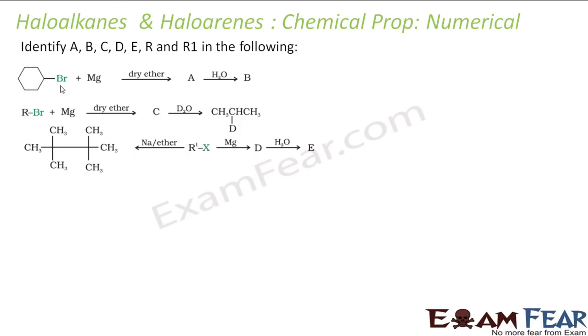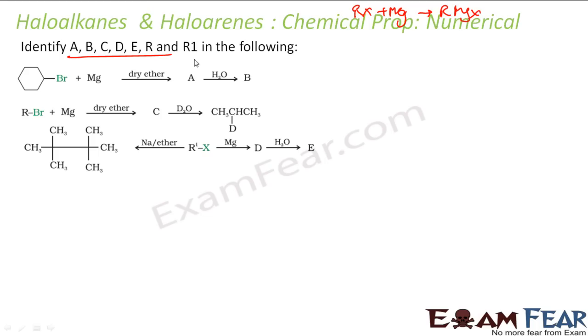Let's identify these compounds A, B, C, D, E, R, R1, the following. Right? So let's see this. This is a haloalkane. It reacts with a magnesium, so we will get an organometallic compound. We have seen that RMgX. So this is RX with Mg. We have seen this compound. RX reacts with Mg. We'll get RMgX.